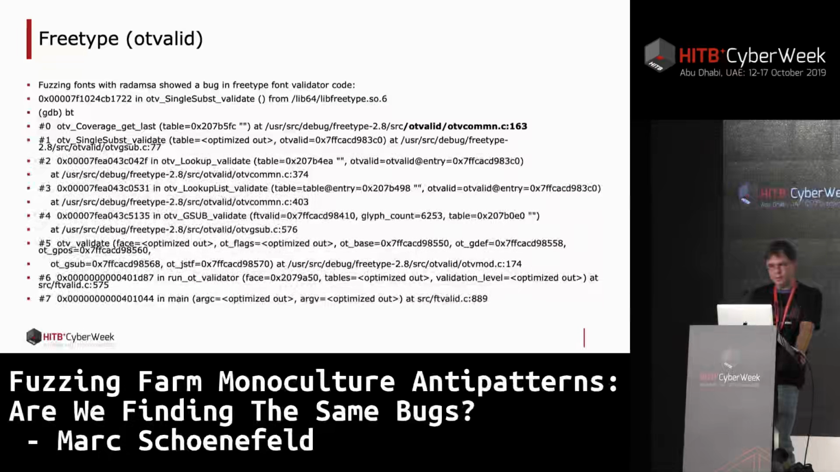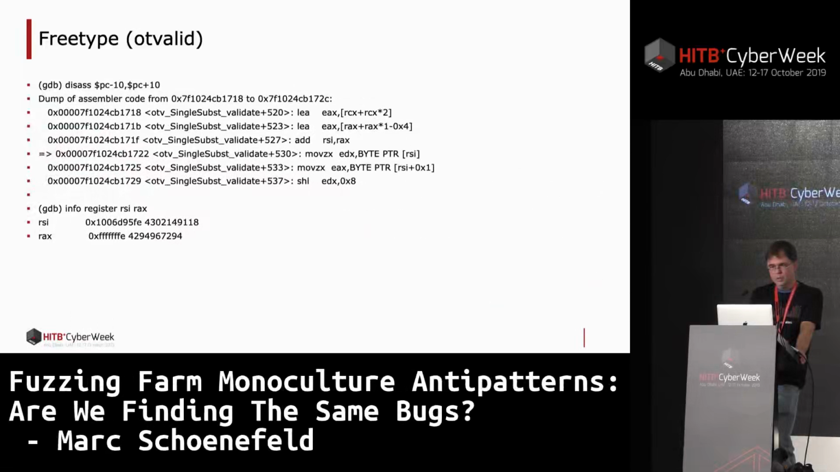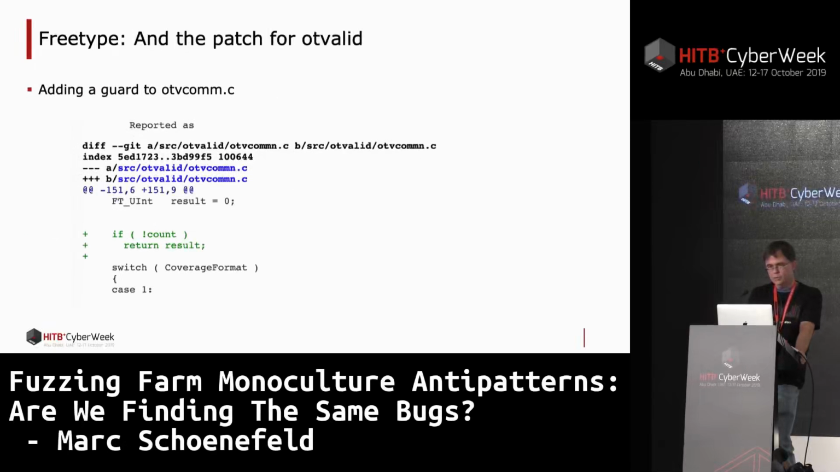FreeType, there was a bug in OT valid. Well, you use the validation code to verify that your data is valid and free from malicious content embedded. But here the validation code crashed, because there was a missing guarding check. So this was reported to FreeType, and you see the RAX register seems to be an underflow, and the OT valid was fixed with this patch.